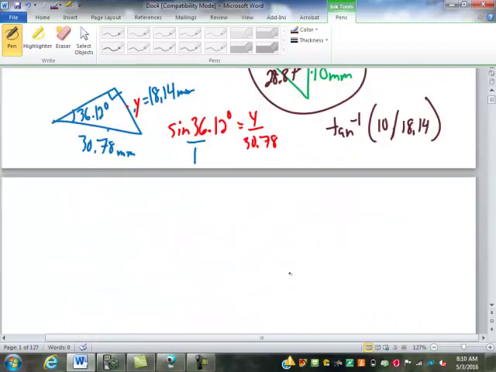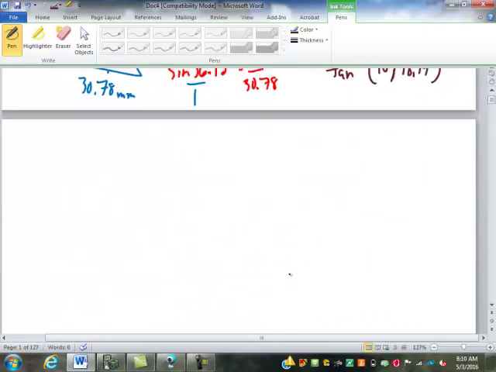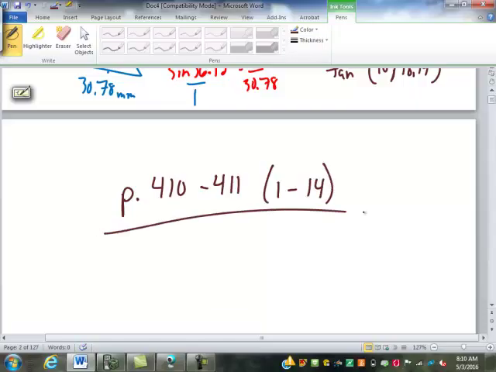Well, again, that's not horribly different from what we've been doing. So I'll turn you loose in the new packet, page 410 through 411. 1 through 14, if you just want to do the odds, that would be wonderful.